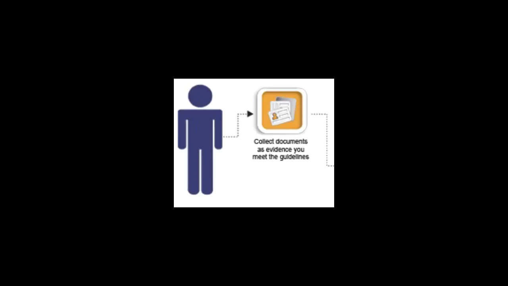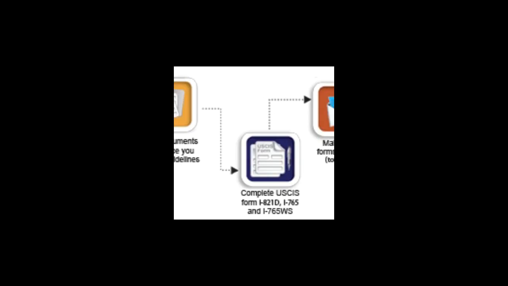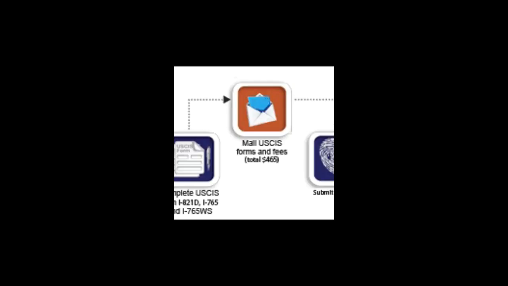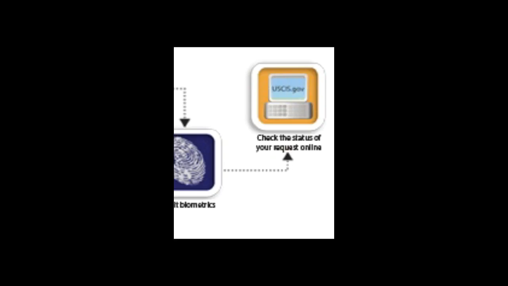To be accepted into the DACA program, you have to turn in all your documents for guideline evidence. Then you complete the USCIS forms. This includes the I-821D, the I-765, and the I-765WS. Then you mail all your USCIS forms and pay a fee of $465. After that's all completed, you submit your biometrics, which includes a fingerprint scan. After that, you check your case status online to see if you've been accepted into the DACA program.